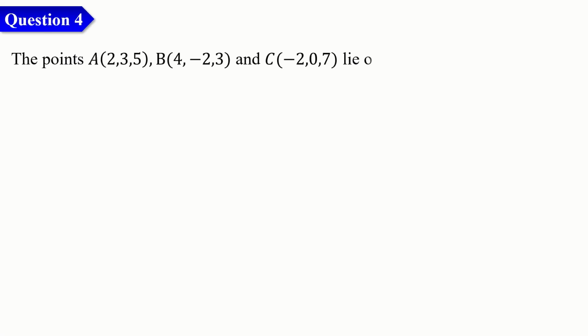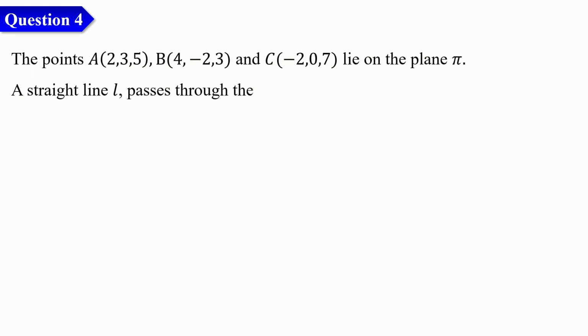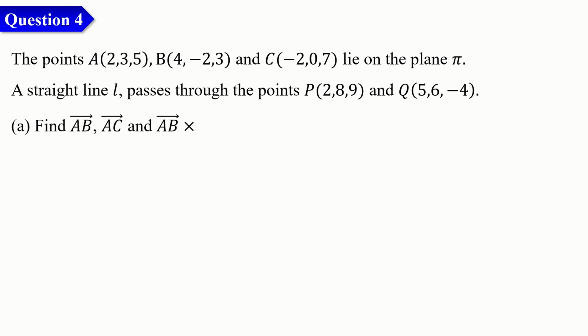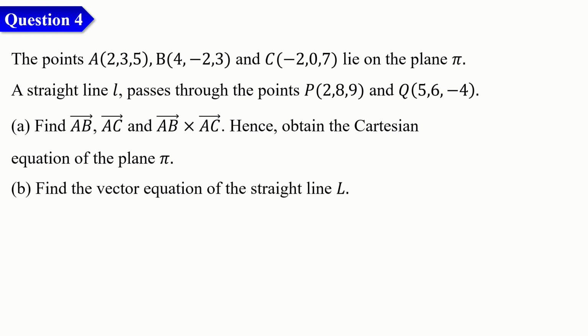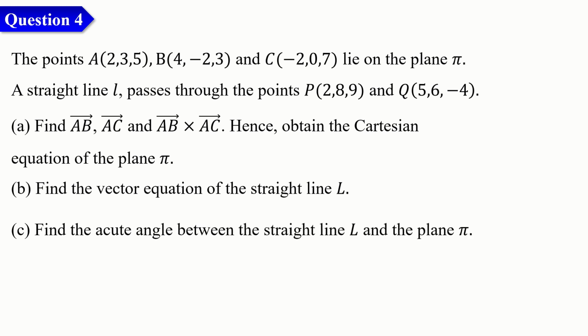Okay, question 4. The points A, B, and C lie on the plane pi, and a straight line passes through those two points P and Q. The first question is to find the vector AB and vector AC, and then AB cross AC, hence obtain the Cartesian equation of the plane pi. The second is to find the vector equation of the straight line L, and the third is to find the acute angle between the straight line L and the plane pi.